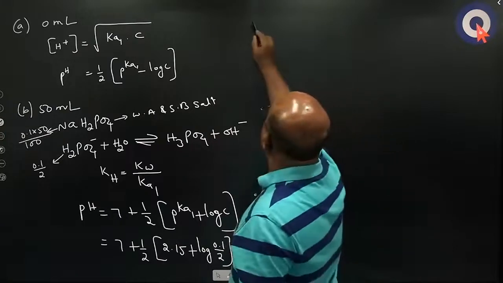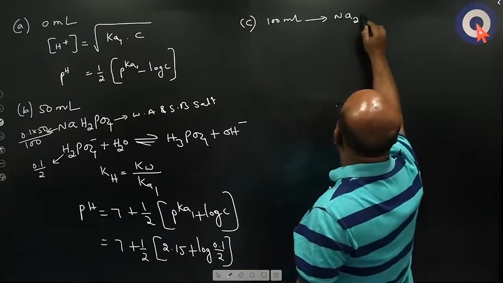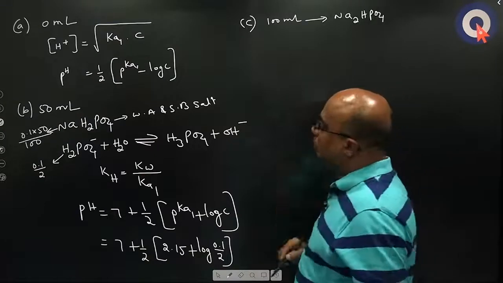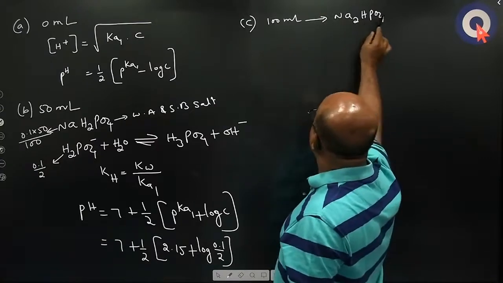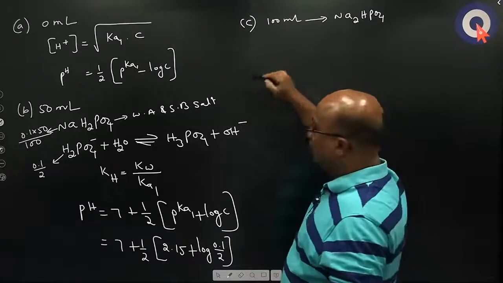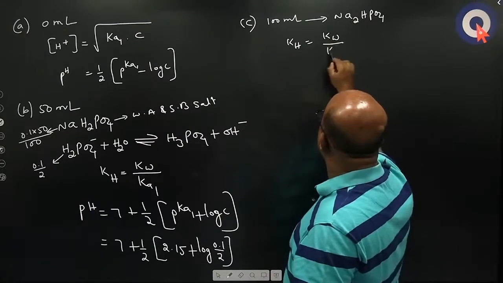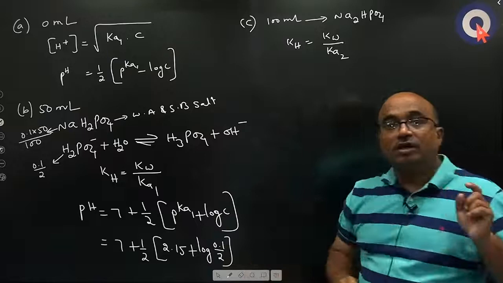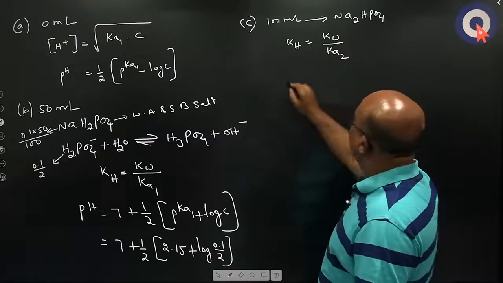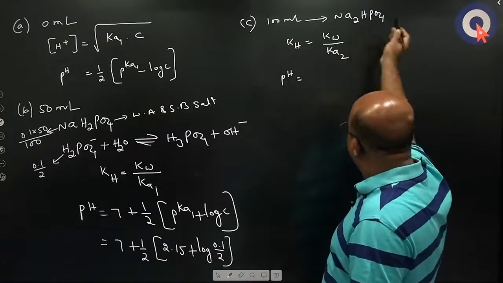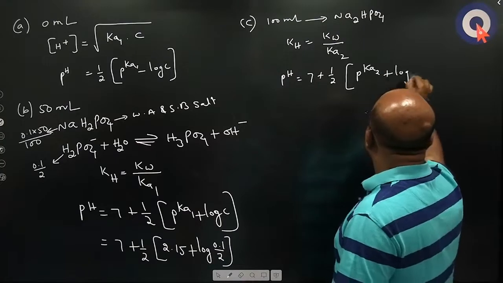And second, with 100 ml, we already said it's nothing but Na2HPO4. As this is hydrolyzing again, when it is the second anion, KH for this hydrolysis will be Kw by Ka2, because here HPO4 2 minus is undergoing hydrolysis. So what is pH here again? It's again a salt of weak acid, so you take 7 plus half into pKa2 in this case plus log of the concentration of this.